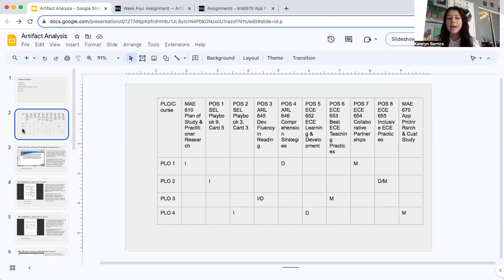So this is what my annotated table looks like. I have my MAE 610 and MAE 670 up at the top, and my 8 POS courses that I went ahead and took and how they align with each PLO.